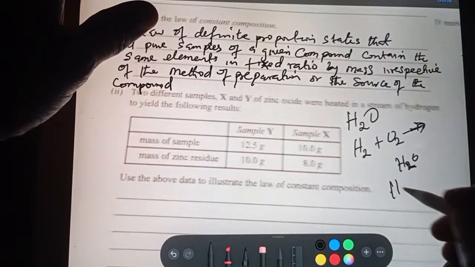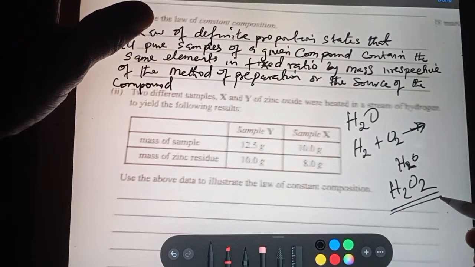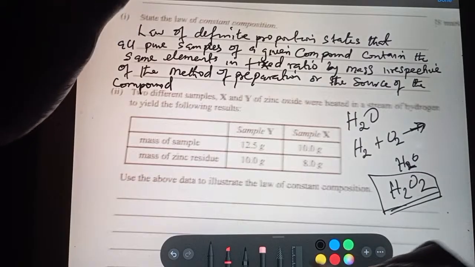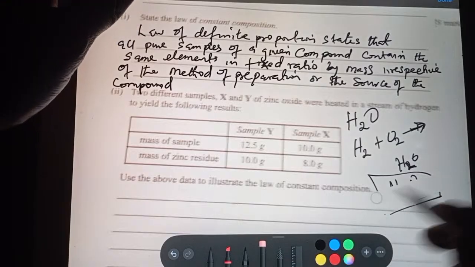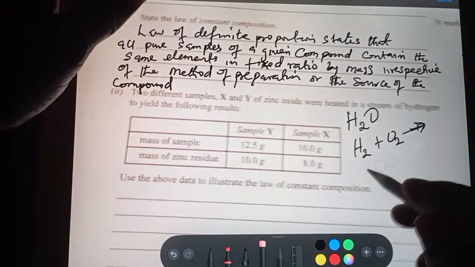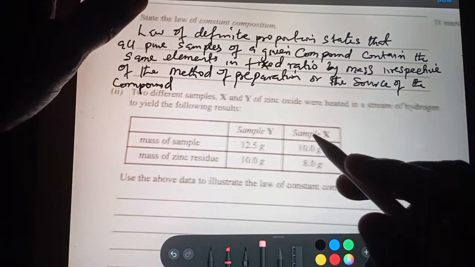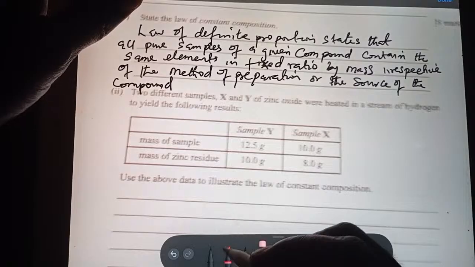Remember, whenever it is now H2O2, this is no more water. This is now hydrogen peroxide. It's no more the same thing. So this is trying to tell us that no matter the source of a compound, as far as it's pure, it contains the same elements.